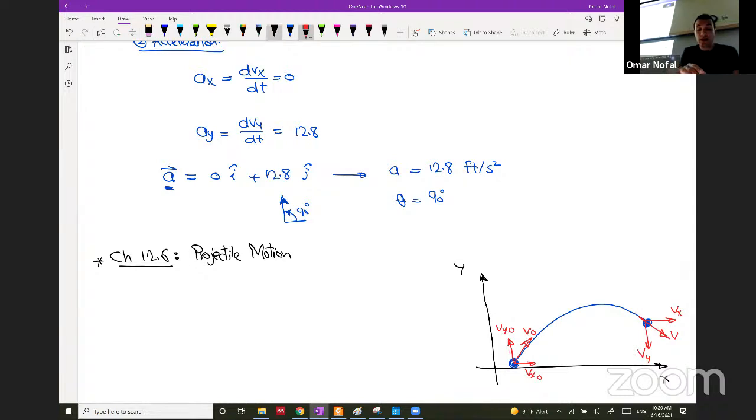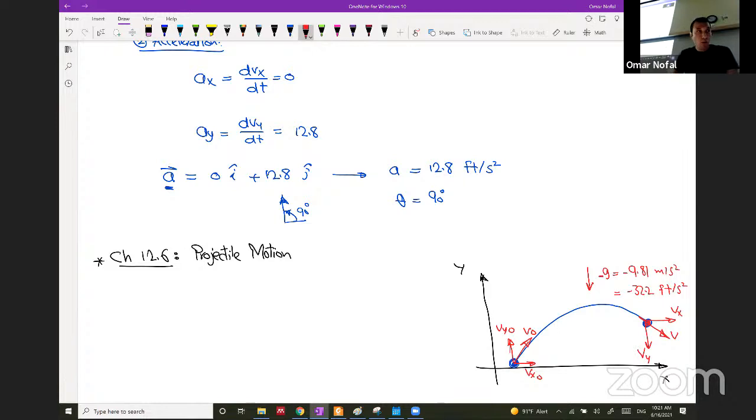The most important thing about projectiles is that the projectile is moving under its own weight, if we neglect wind or air resistance. So the acceleration affecting this particle is the gravitational acceleration, and it's always down. It's equal to negative g, because it's down and my y-axis is up, which is 9.81 meters per second squared, or negative 32.2 feet per second squared. This is the most important thing about projectile motion.